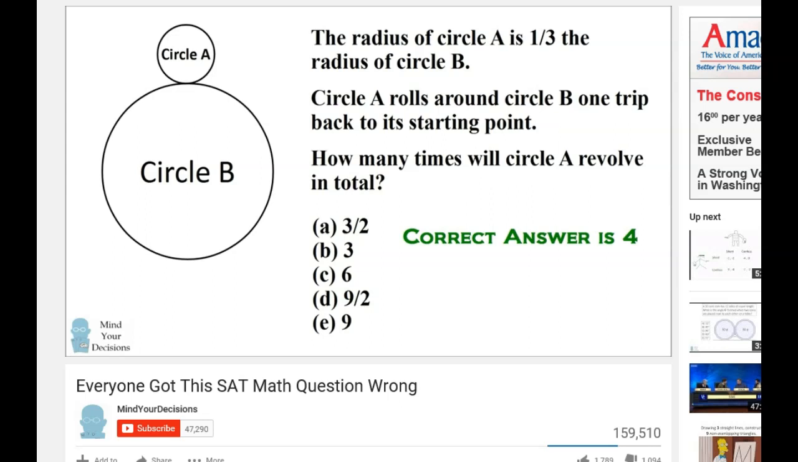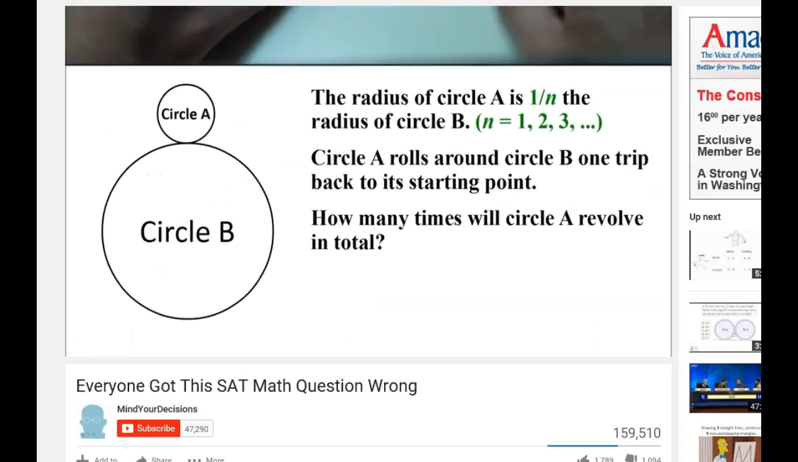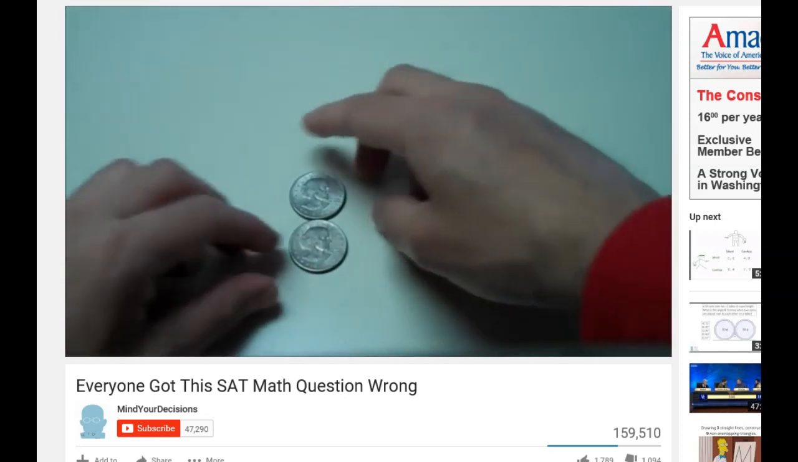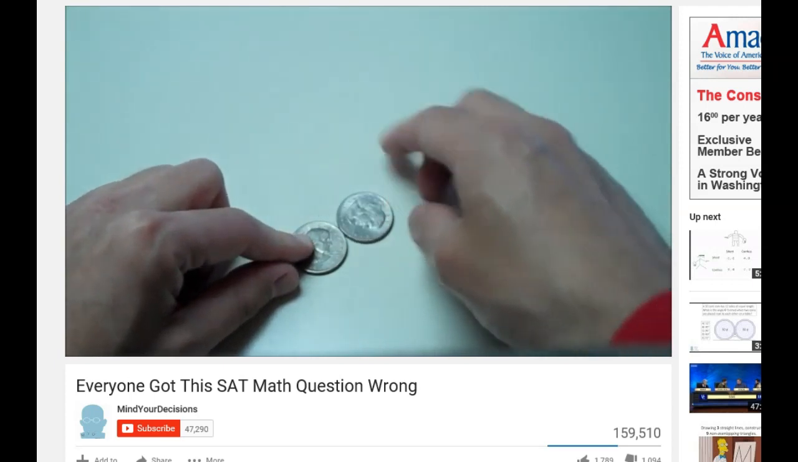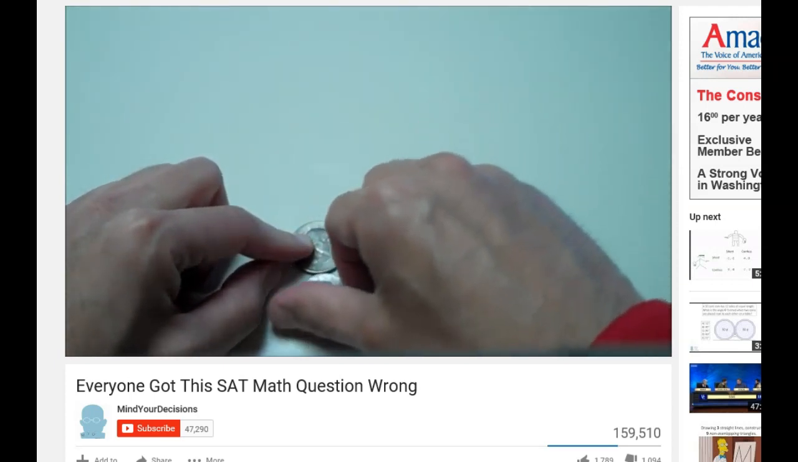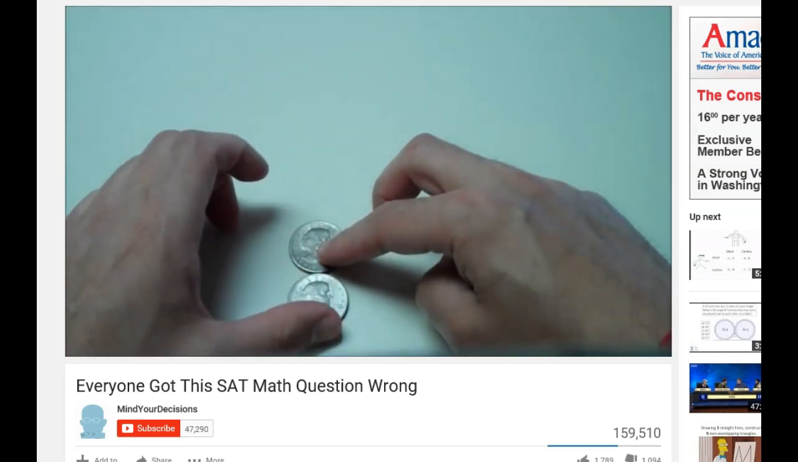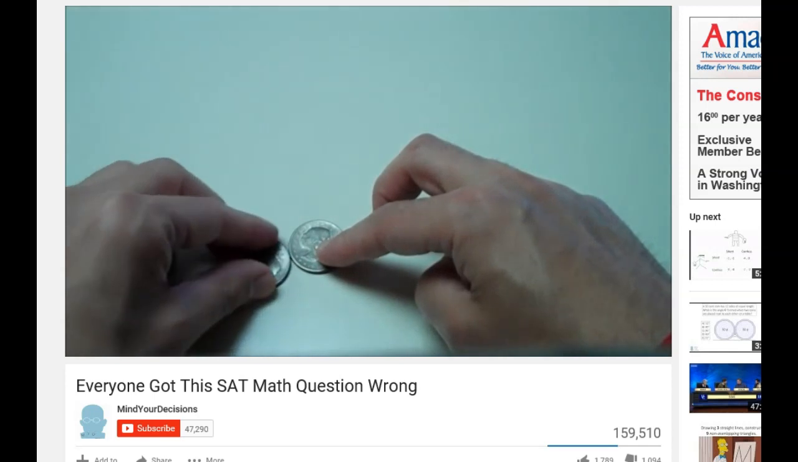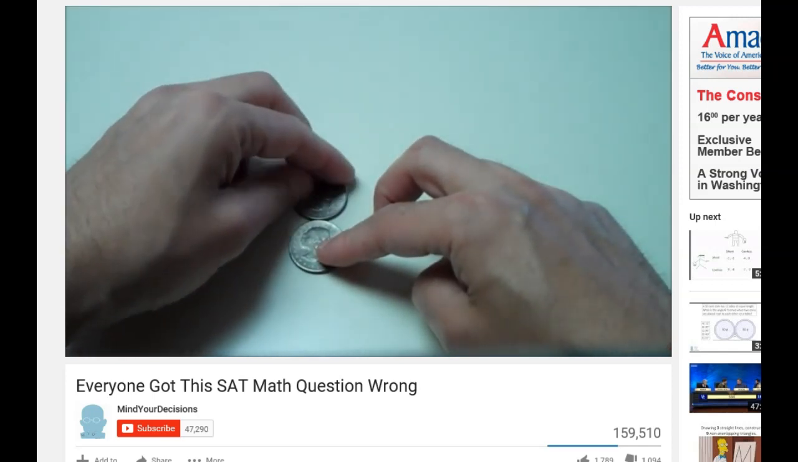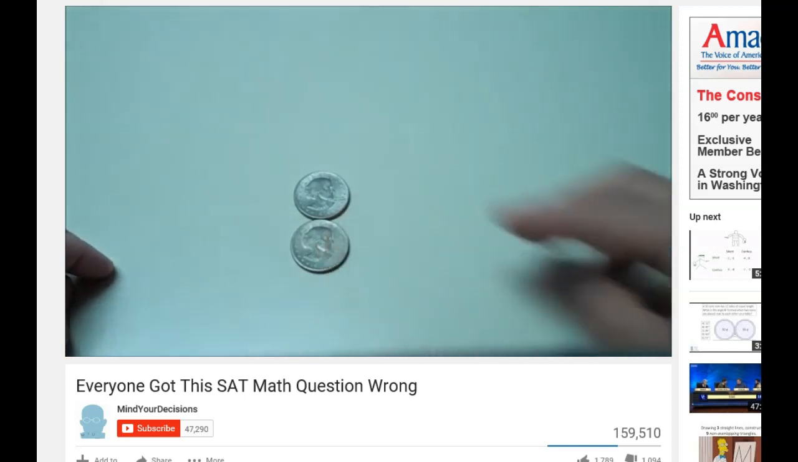And they actually made a mistake. They did not include this as the correct answer. They forgot to take into account that circle A is revolving around circle B, and that would have added 1 more trip around. Let's try and solve this problem in general. Imagine having 2 coins of equal circumference. You would think the answer might be 1, but you see that when the coin rolls around halfway, it's already rolled around 1 time. When it rolls around the remaining distance, it will roll around a 2nd time.